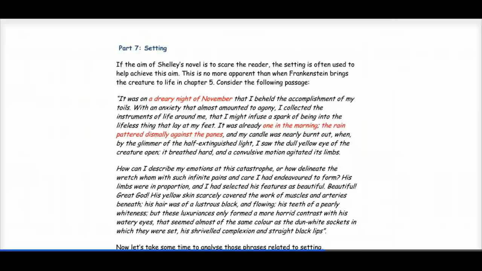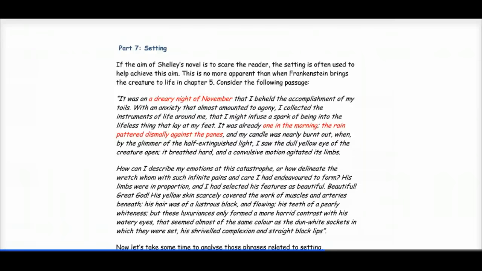Well, if the aim of Shelley's novel is to scare the reader, then setting is often used to help achieve this aim, and there's no more obvious example than when Frankenstein brings the creature to life in chapter 5. Consider this passage that you can see in italics on the screen.